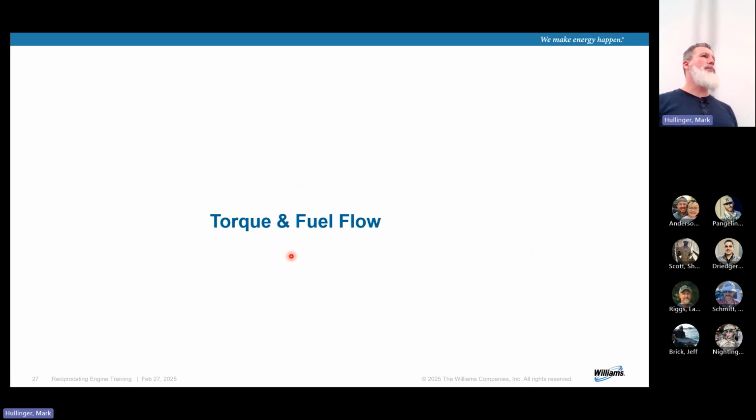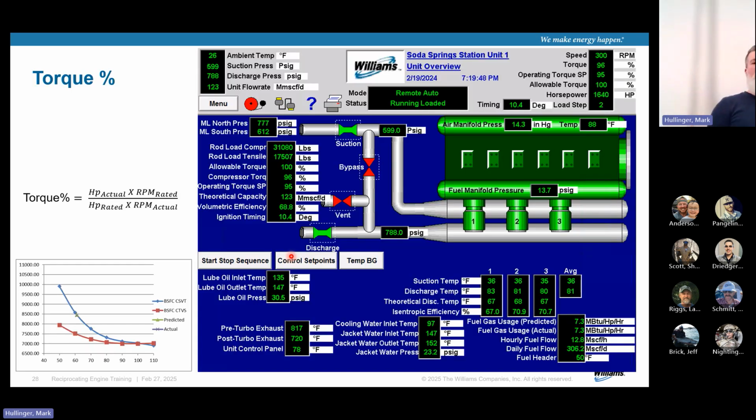Okay. Torque and fuel flow. All right, when you're looking at this screen right here, and Mountain West might look a little bit different, you see how I see the speed of 300 and torque at 96. And then I've got an operating torque set point, or SP. That's different. Then I've got allowable torque. Then I've got horsepower. So why do we use torque and not horsepower? Anyone? Why do we always talk about torque?